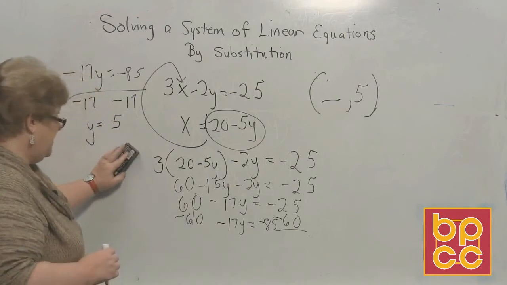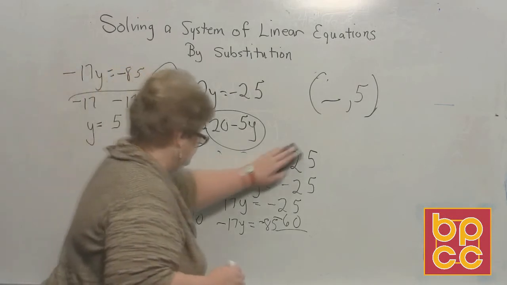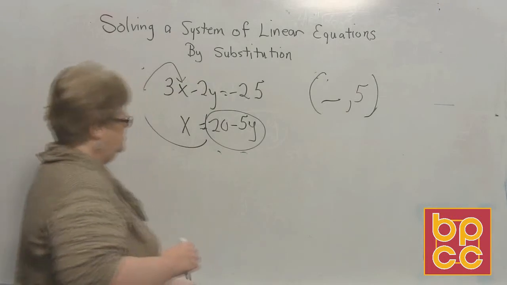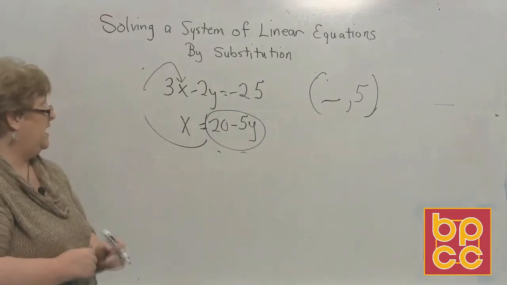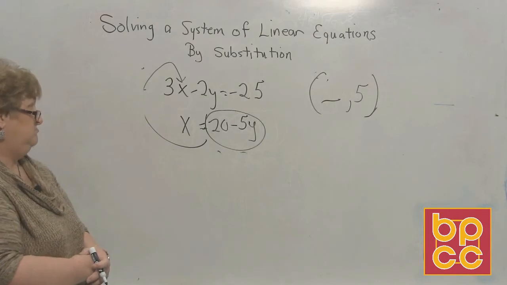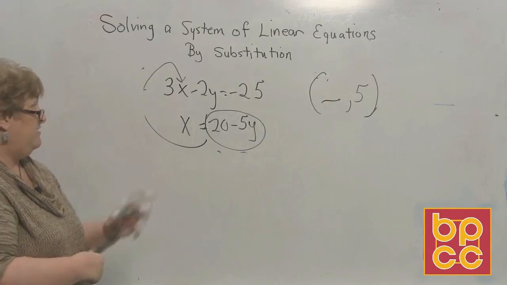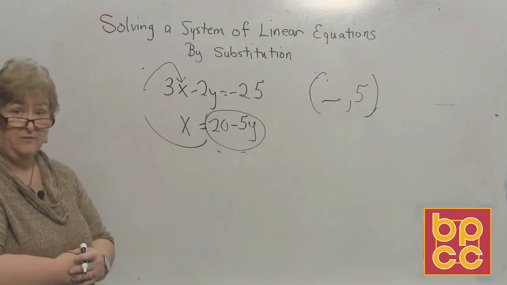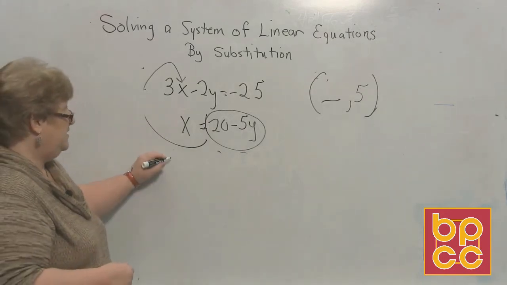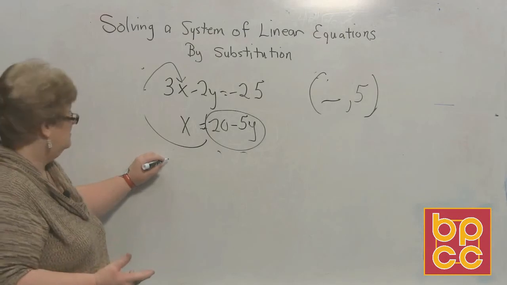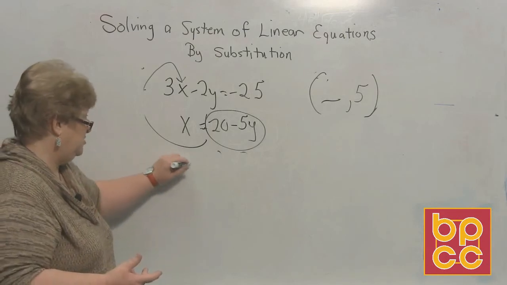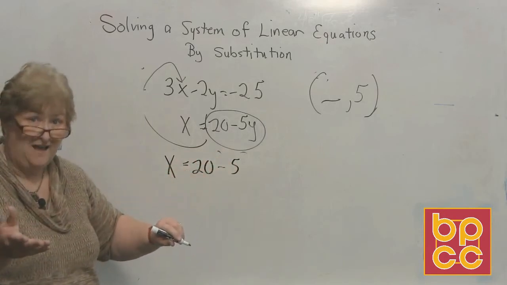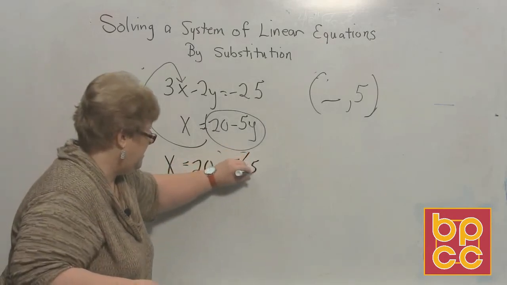So how about I erase this, and we can choose whichever equation we like. And I rather like that bottom one. I don't know why, it just has less numbers. It doesn't look like the numbers are going to be too big. So I'm going to go, I don't know what x is, so I'm going to say x is equal to 20 minus 5. But what's y? 5. Okay, here we go.